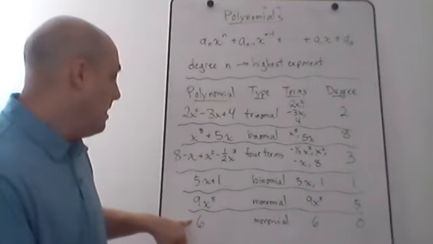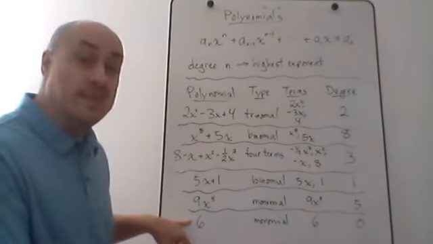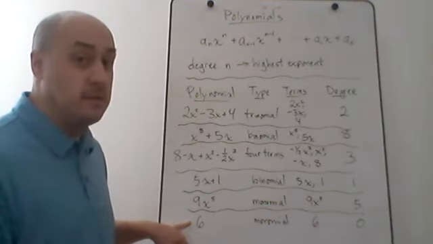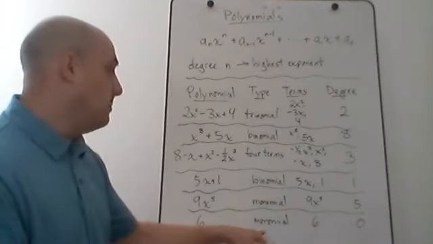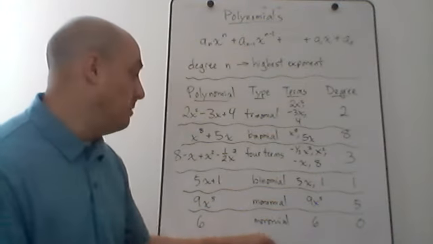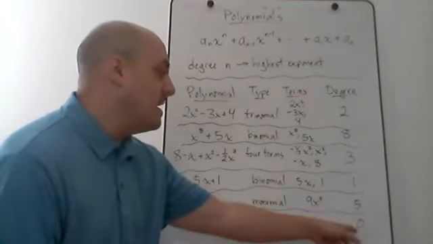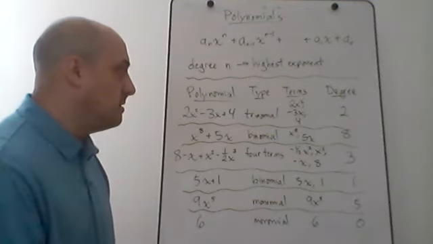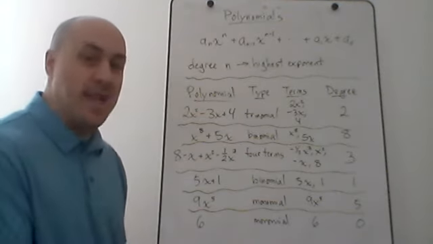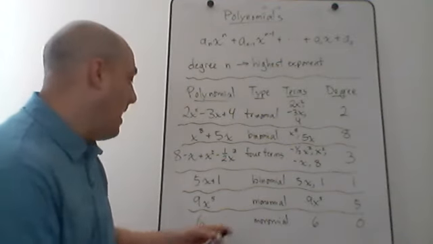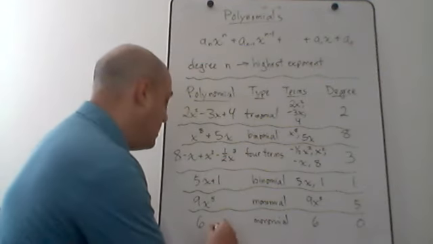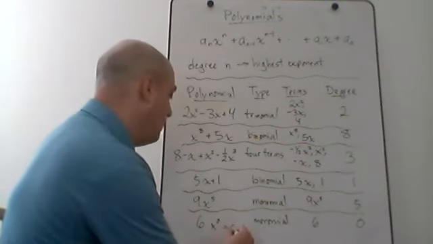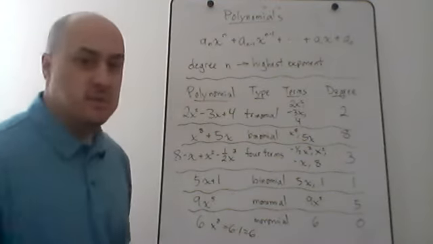All right, and then the last one up here, 6, right? So even just a plain number like 6 is technically a polynomial. This one we call a monomial because it's just the one term, right? The term is 6. This is a 0 degree polynomial, right? Because it doesn't have an x to a power at all. Technically, it has an x to the 0 power. If we recall, anything raised to the 0 power equals 1. So it's really 6x to the 0 power, which is 6 times 1, which just equals 6.